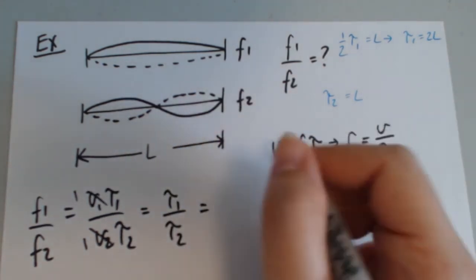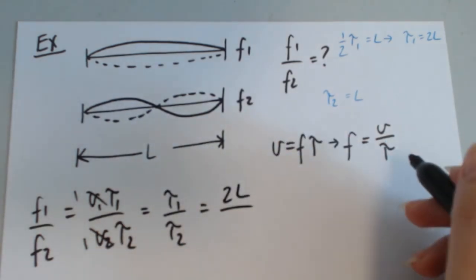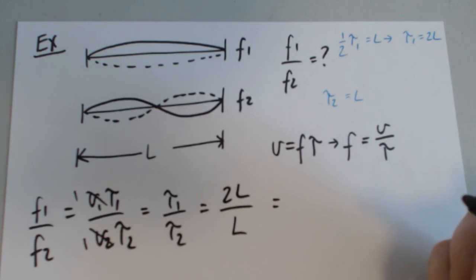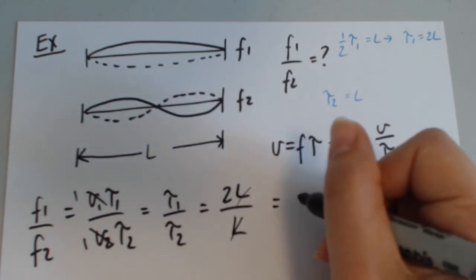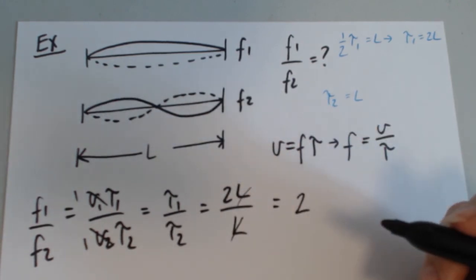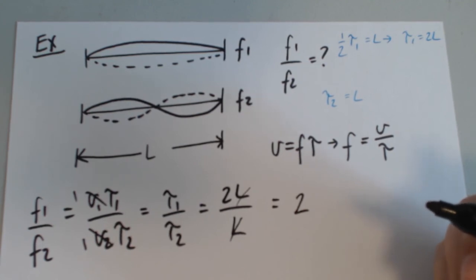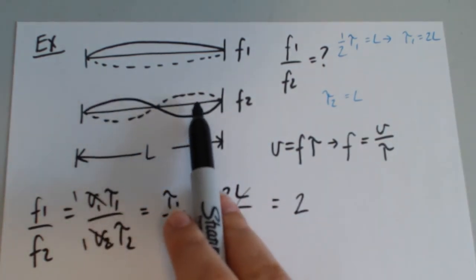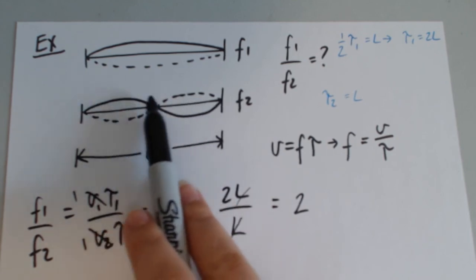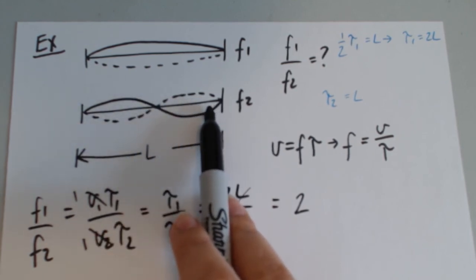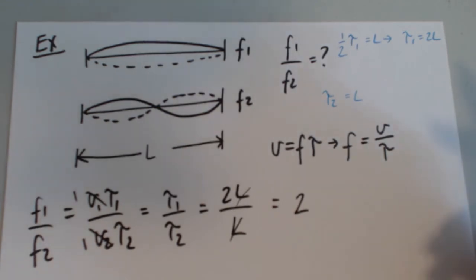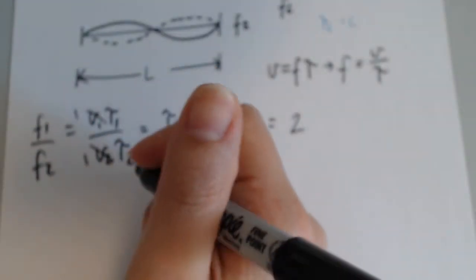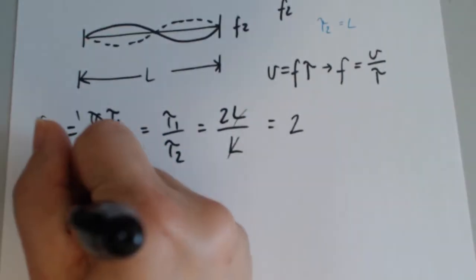Lambda 1 is 2L, and lambda 2 is L. Okay, so what do we get? 2L over L, we get 2. F1 over F2 equals 2. Oh my gosh, you know, I just realized I drew the wrong picture here. Okay, so that is one wavelength. I need 1.5 wavelengths. Well, for this scenario, this is the correct solution, but sorry guys, we are actually dealing with F2 that looks like this. So let me redo this.